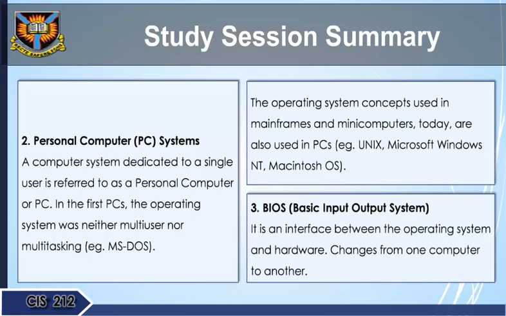2. Personal computer systems. A computer system dedicated to a single user is referred to as a personal computer or PC. In the first PCs, the operating system was neither multi-user nor multitasking, e.g. MS-DOS. The operating system concepts used in mainframes and microcomputers today are also used in PCs, e.g. Unix, Microsoft Windows NT, Macintosh OS. 3. Basic input-output system. It is an interface between the operating system and hardware. It changes from one computer to another.